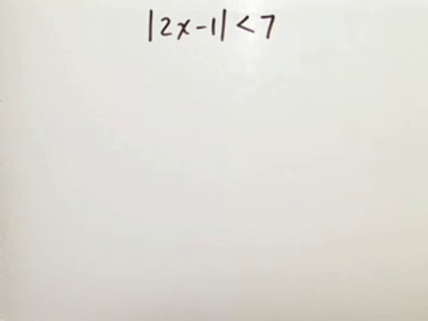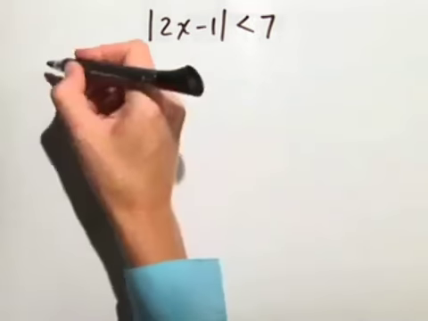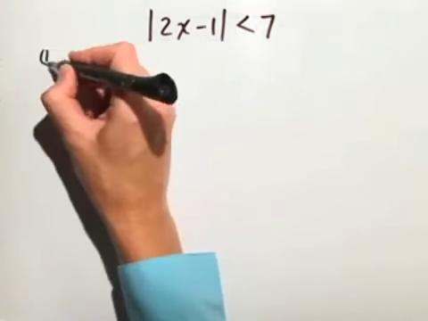Let's solve the absolute value inequality in two different ways. First, we'll use the boundary point method, then we'll use equivalent absolute value equations. Let's solve this absolute value inequality using the boundary point method. The boundary point method is a four-step process.